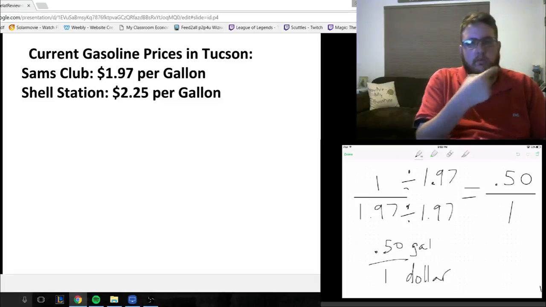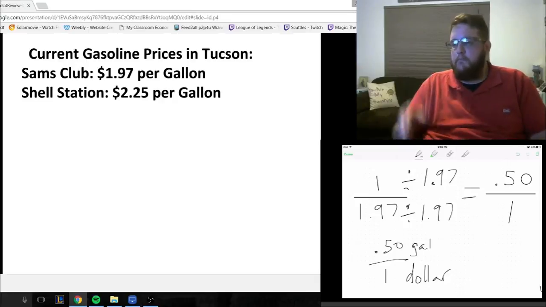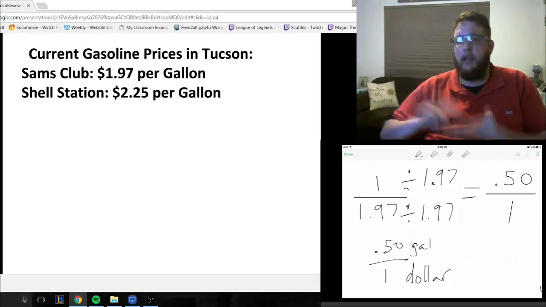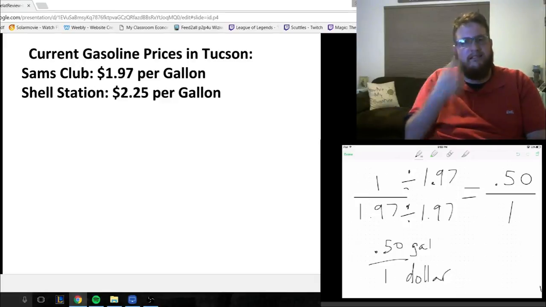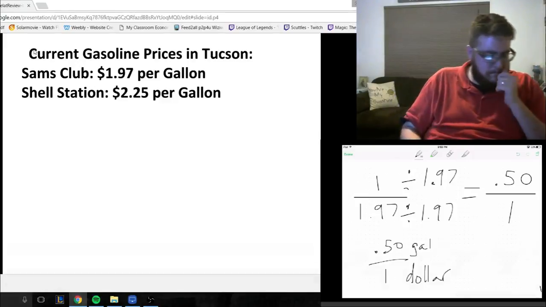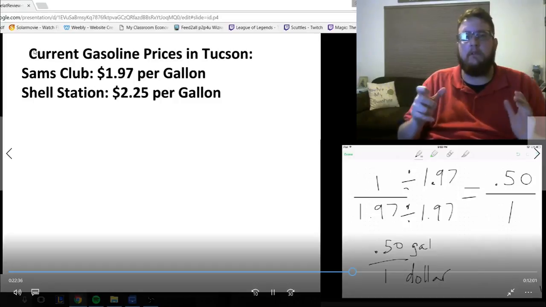So you can't just compare the two. So whatever you decide to do for the first one, either gallons over dollars or dollars over gallons, you must do the same thing for the other one. Then you can compare them and determine which one's the better deal.